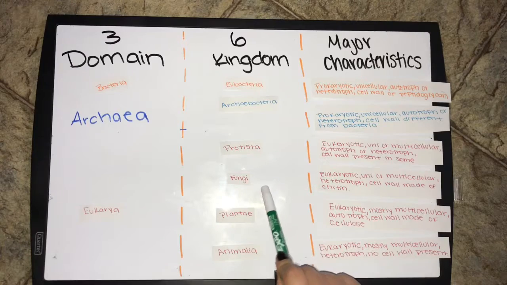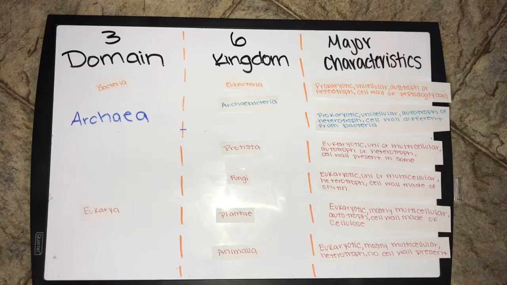The fungi characteristics will be eukaryotic, unicellular or multicellular, heterotroph, and the cell wall will be made of chitin. The plantae major characteristics will be eukaryotic, mostly multicellular, autotroph, and the cell wall will be made of cellulose. The animalia will be eukaryotic, mostly multicellular. It's a heterotroph and no cell wall is present at all.